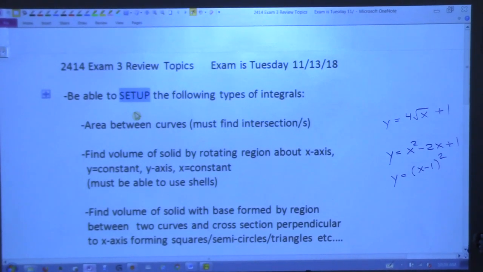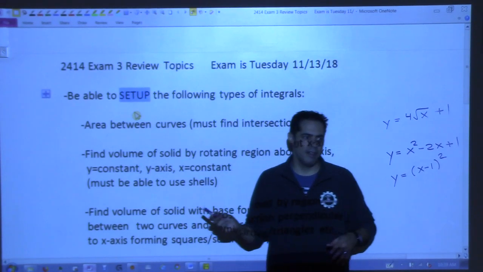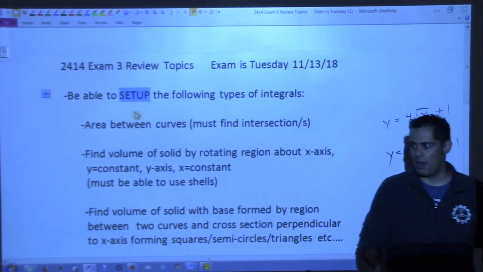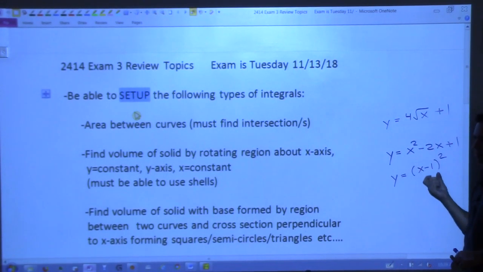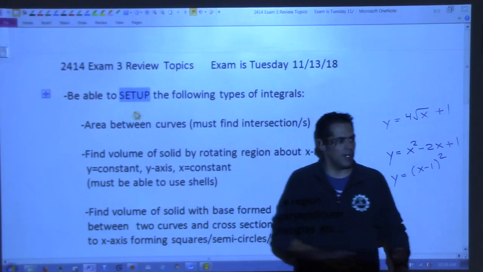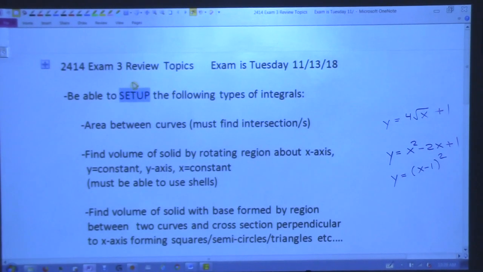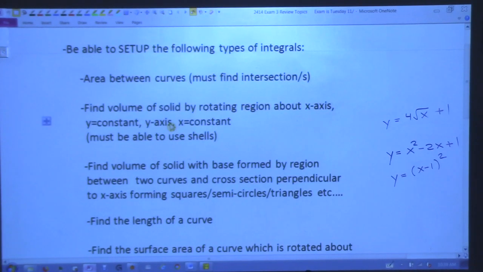On the exam, I'm going to give you curves that you cannot solve for x, all right? You will not be able to solve for x, so you're going to be forced to use shells. I just want you to make sure you're comfortable with it, all right? And then I'm going to ask you to find a formula.